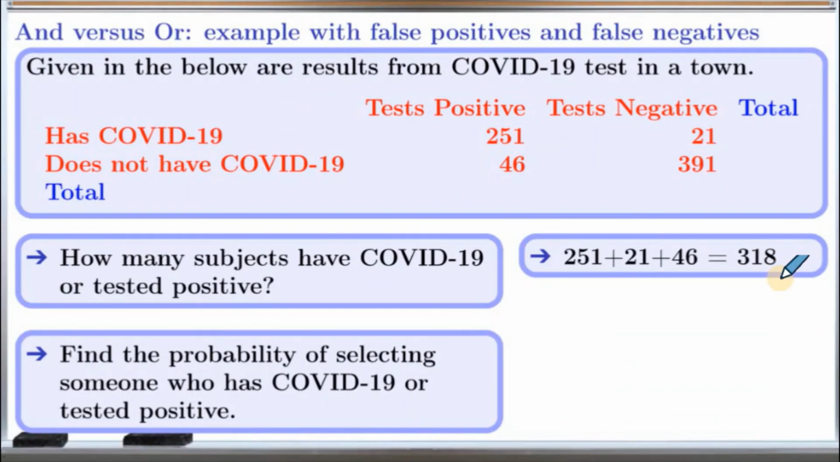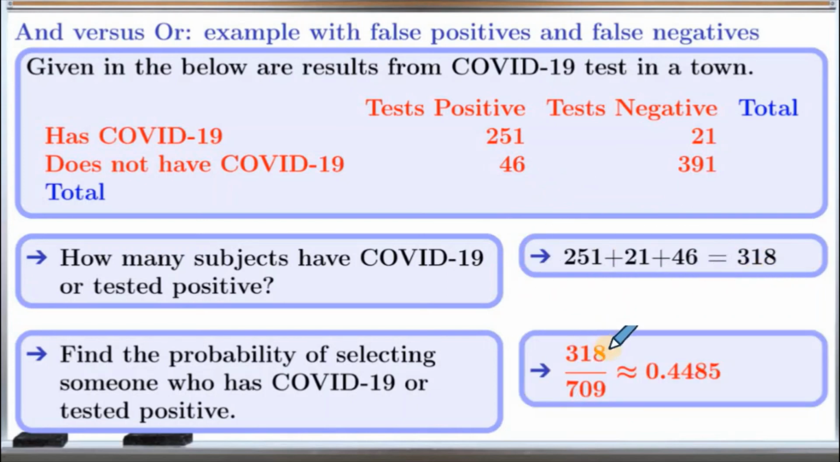So now let's find the probability of selecting someone who has COVID-19 or tested positive. So to find the probability of selecting someone who had COVID-19 or tested positive, let's look at the table up here. So in this case, it's actually this number. The probability would be 318 over 709, which is approximately equal to 0.4485.